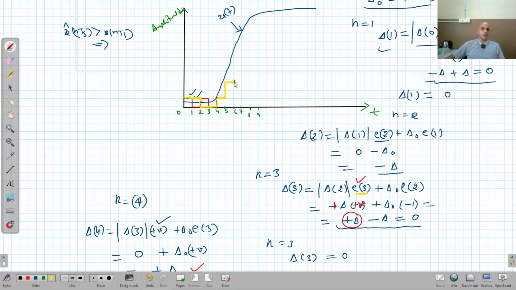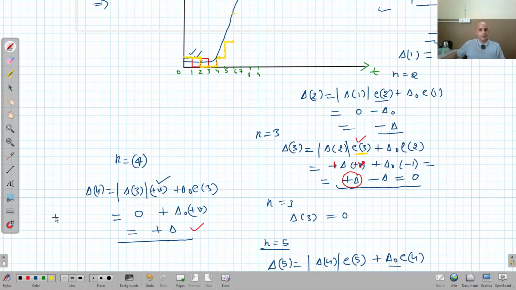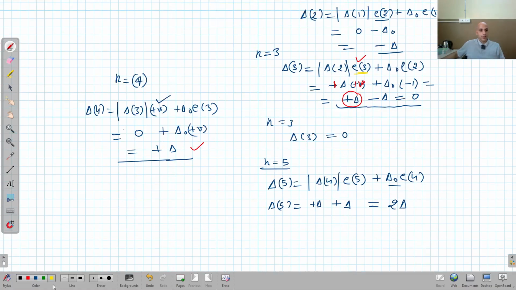Now at n is equal to 6, you can again see that the error signal is positive because this is higher at this point. This is quite a bit higher than this staircase waveform. So for n is equal to 6, let's see what happened to the n is equal to 6 value.